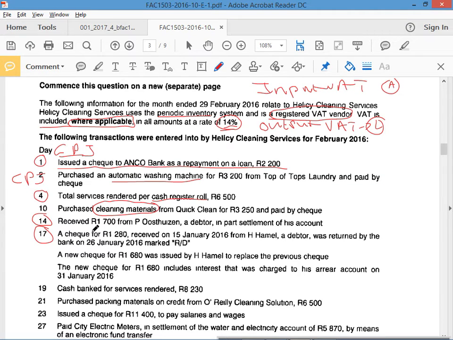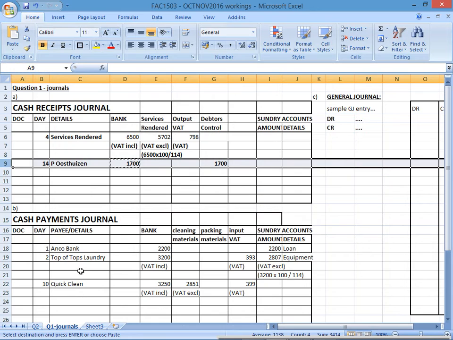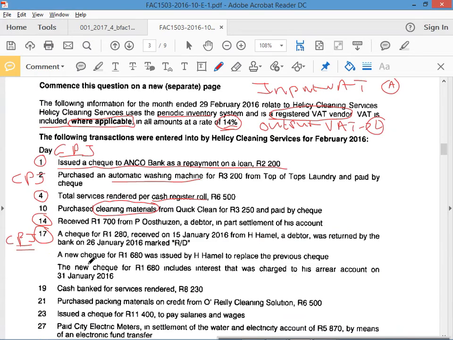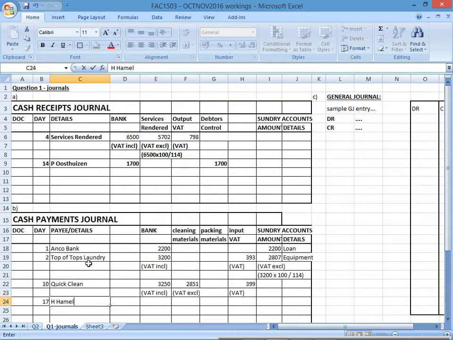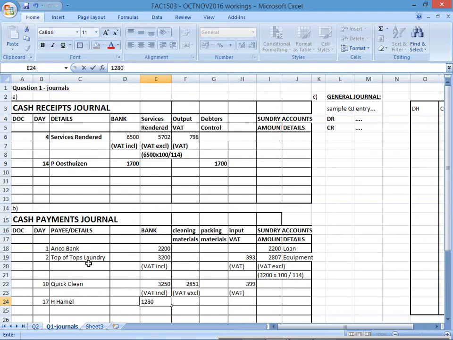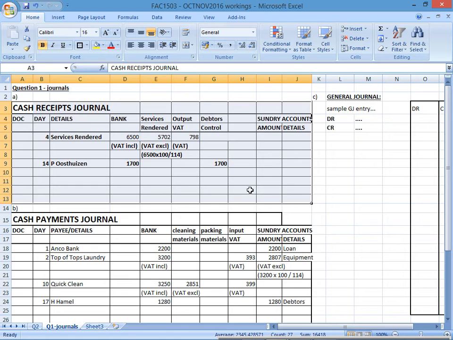Dishonored checks always go to the CPJ. That you can learn. It'll always go to the CPJ. It's dishonored. This was day 17. This was from Hamill. And this was for, what was the amount? 1280. I don't have a column for debtors. 1280. Debtors. Right, the reason why it's debtors is because it's a dishonored check. Previously you thought you received, but you didn't. Because remember, a receipt would have gone in the cash receipts journal. Got that?